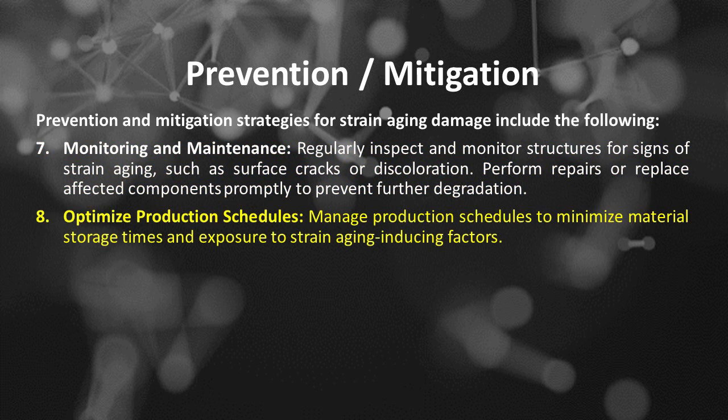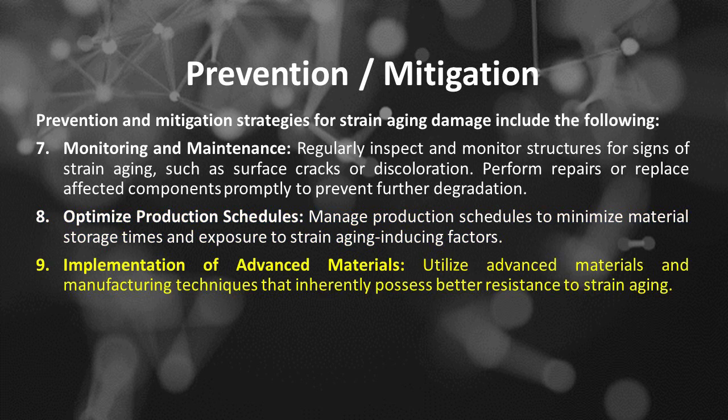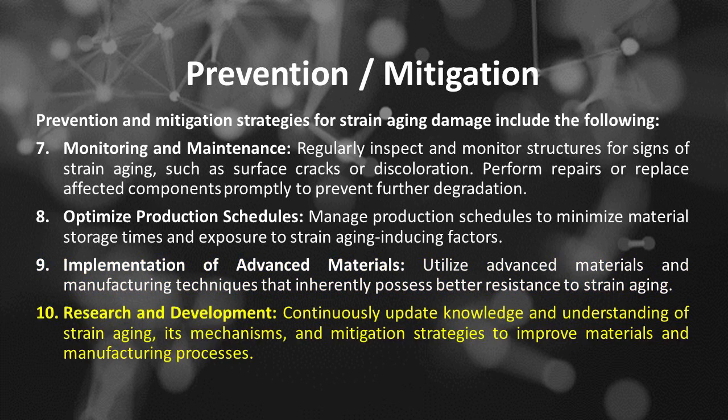Number 8 is optimize production schedules. Manage production schedules to minimize material storage times and exposure to strain aging-inducing factors. Number 9 is implementation of advanced materials. Utilize advanced materials and manufacturing techniques that inherently possess better resistance to strain aging. And number 10 is research and development. Continuously update knowledge and understanding of strain aging, its mechanisms, and mitigation strategies to improve materials and manufacturing processes.